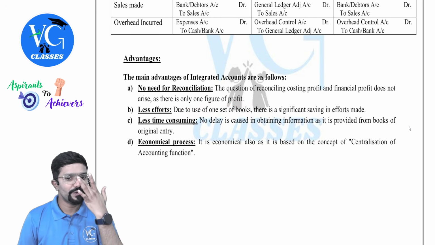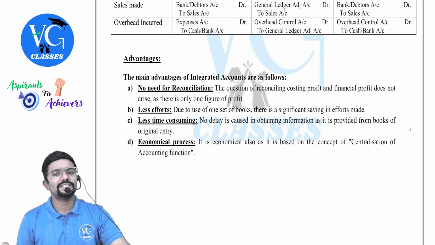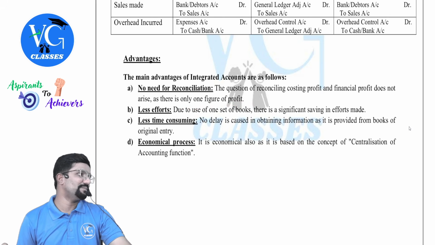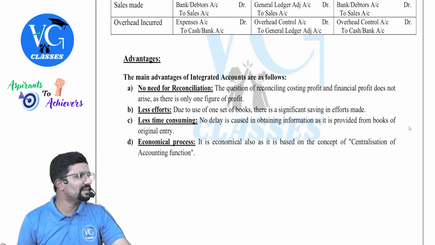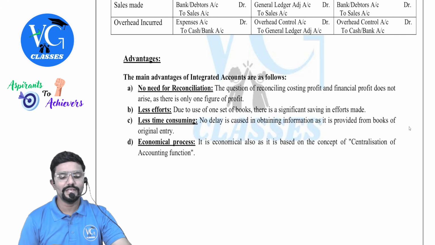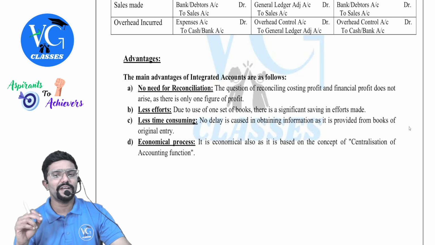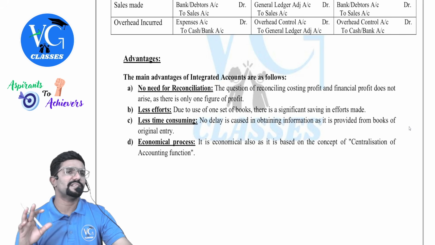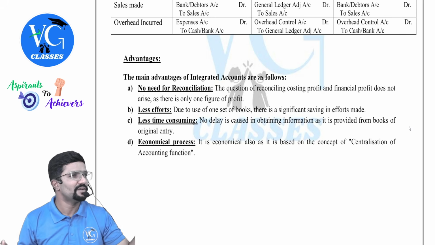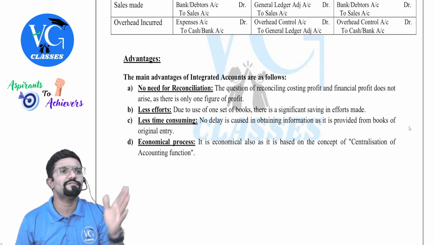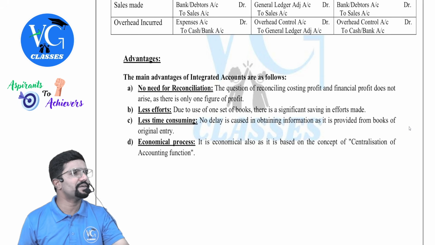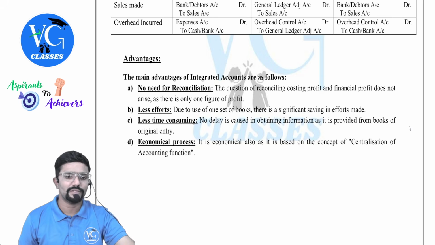Less effort. Due to use of one set of books, there is a significant saving in effort made. Even the manpower we require is very little. Then less time consuming. There is no delay in obtaining information as it is provided from the books of original entry. Sir, in one set of books we get all the information, so it is easy to get any information we want, whether relating to costing or financial.